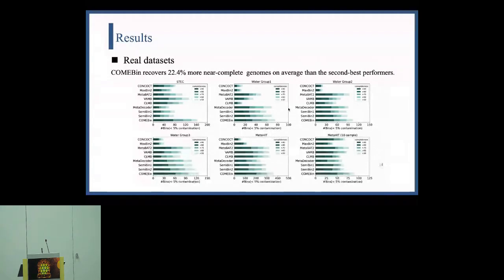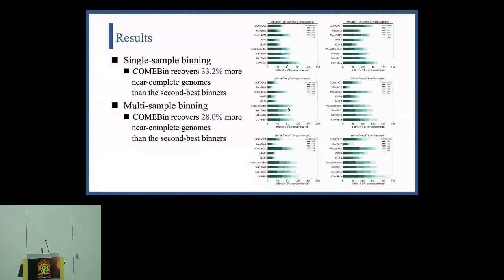Co-assembly and single-sample binning are commonly utilized to benchmark the performance of a binning method. Recently, VAMB and SemiBin introduced multi-sample binning. In multi-sample binning, the sample-specific contigs are used for binning, but abundance information is aggregated across samples. We further show the performance of Combine for single-sample and multi-sample binning on 3 real datasets. In single-sample binning, Combine recovers 33% more near-complete genomes than the second best binner. In multi-sample binning, Combine recovers 218% more near-complete genomes than the second best binner.